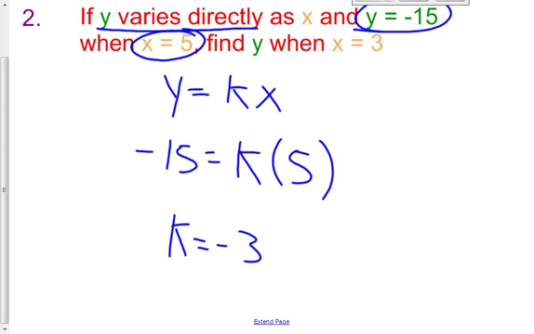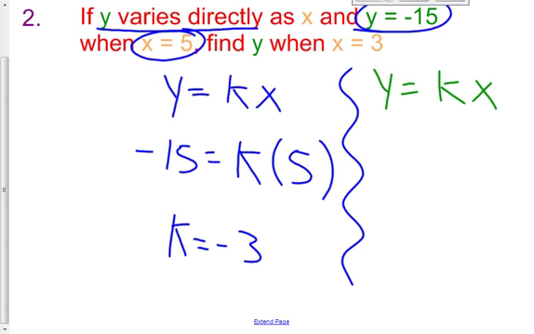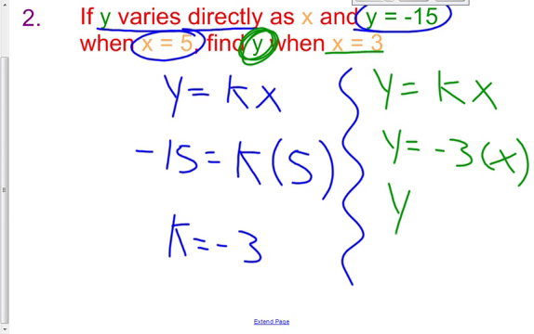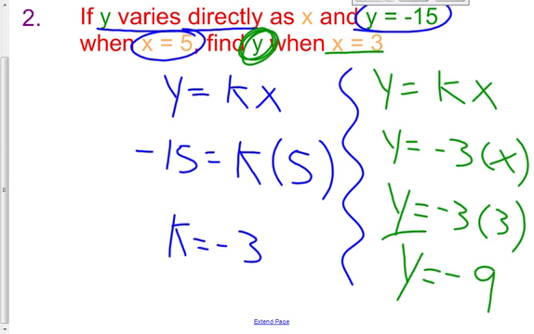So now that we know that if y equals kx, because they vary directly, y equals a negative 3 times x, because our k is a negative 3. So now it says find y when x is a positive 3. So y equals a negative 3 times 3. What does y equal? Y equals a negative 9. There's our answer for that one. I hope you had success with doing that one.